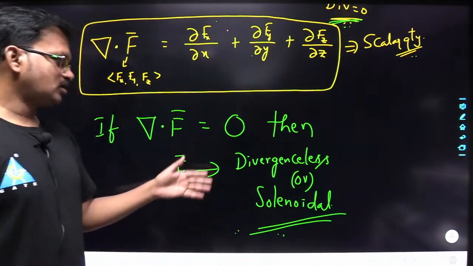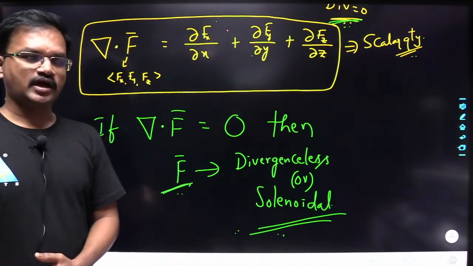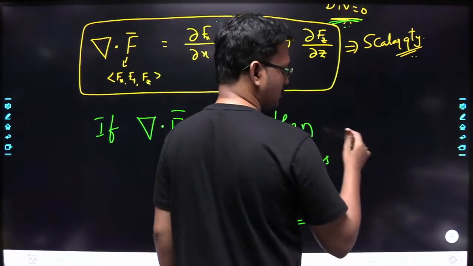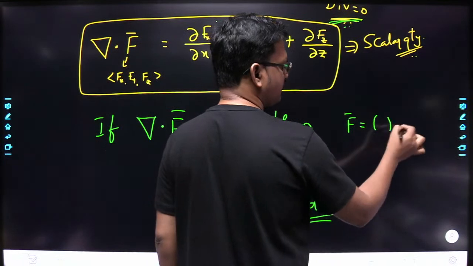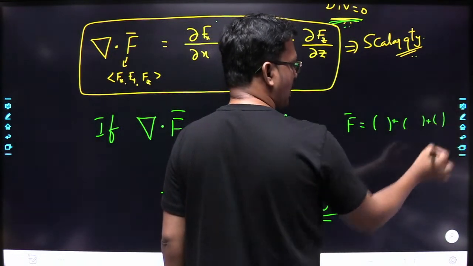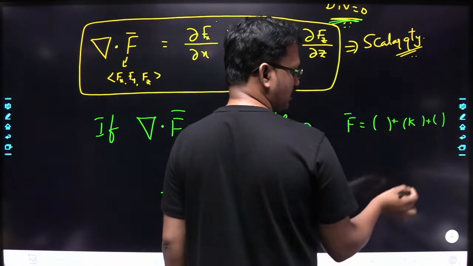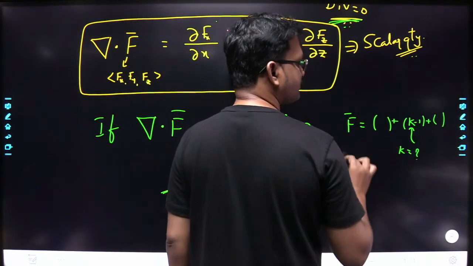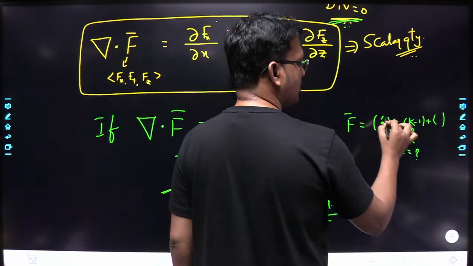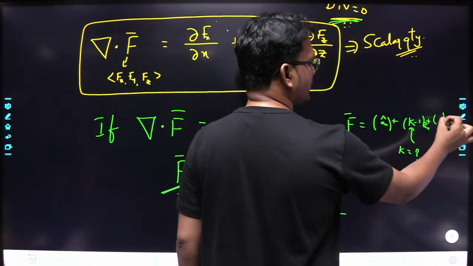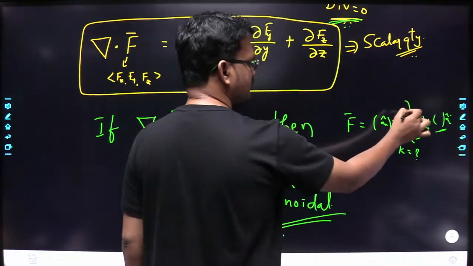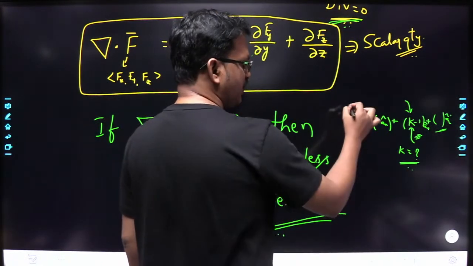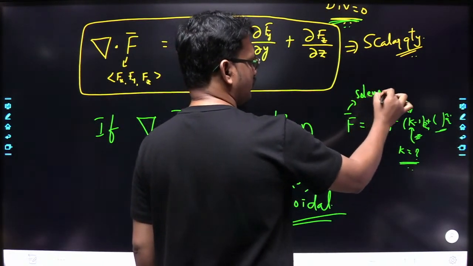Okay. So based on this I have solved one problem also. I have given some vector field with some unknown value k, and I asked to determine this unknown value k. I have given the x component, y component and z component of the vector field, and I asked to determine the k value if f bar is solenoidal.